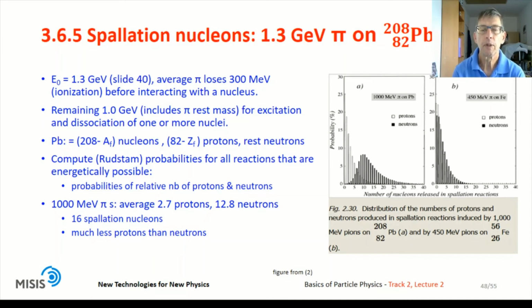And for protons, we get approximately 2.7 protons and 12.8 neutrons. There are many more neutrons than protons. In total, there will be 16 spallation nucleons.